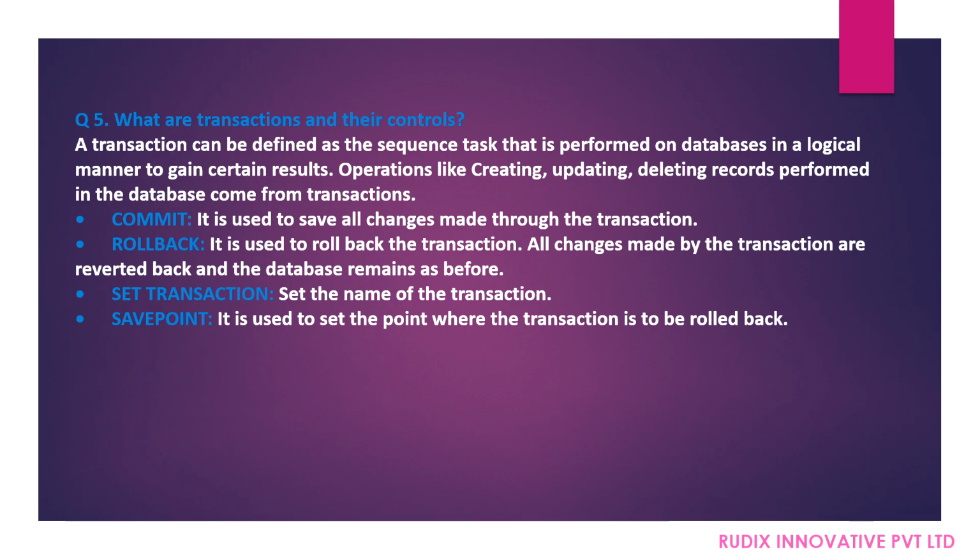Commit is used to save all changes made through the transaction. Rollback is used to roll back the transaction. All changes made by the transaction are reverted and the database remains as before. Set transaction sets the name of a transaction. Savepoint is used to set the point to which the transaction is to be rolled back.